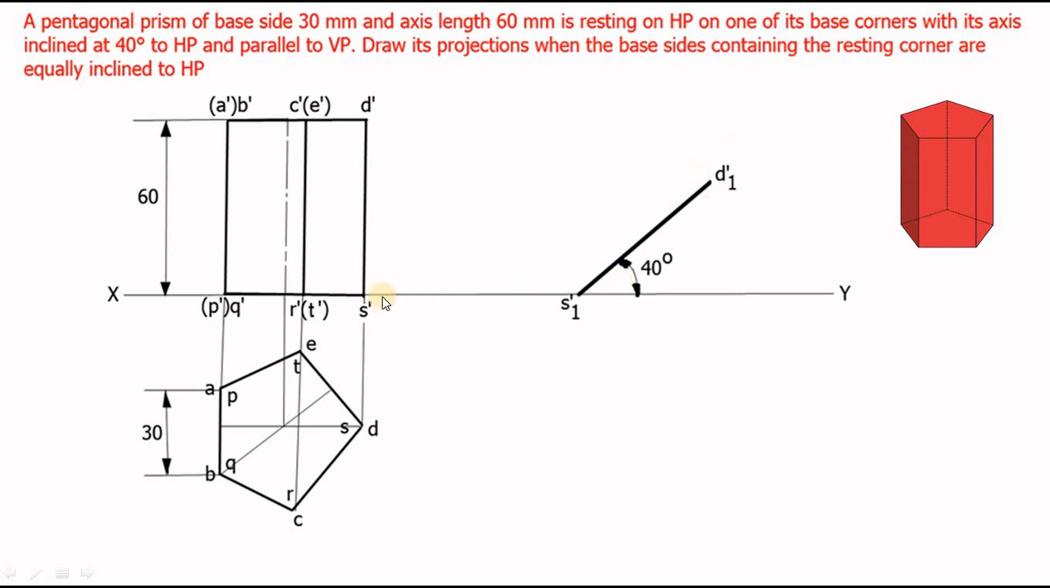Clear? Then draw the S dash P dash line. This is perpendicular to this line. So draw one line perpendicular to this S dash D dash line.